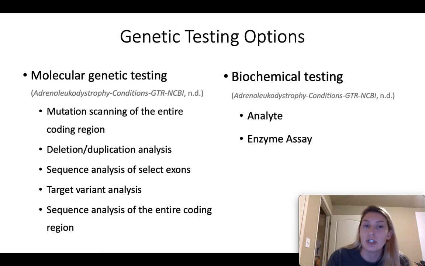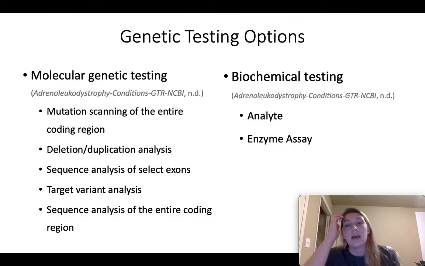Within molecular genetic testing, it will be mutation scanning of the whole coding region, deletion duplication analysis, sequence analysis of select exons, targeted variant analysis, and sequence analysis of the entire coding region. Versus the biochemical testing: analyte and enzyme assay.